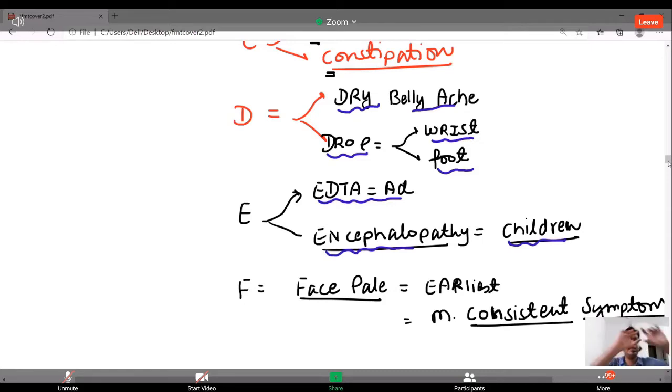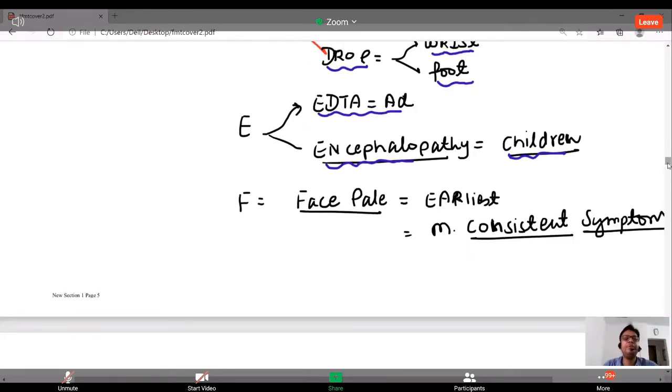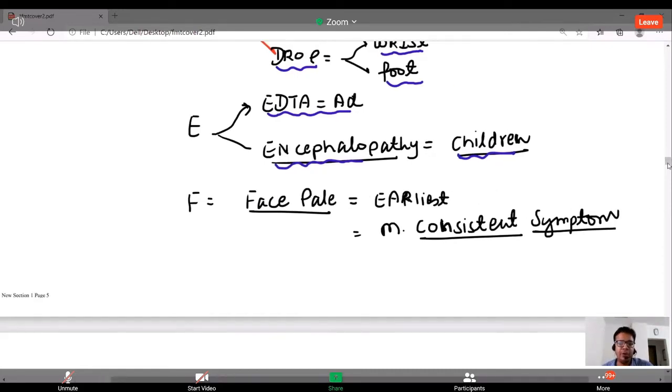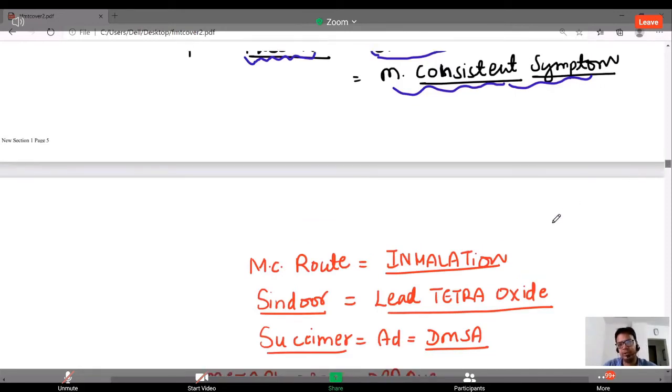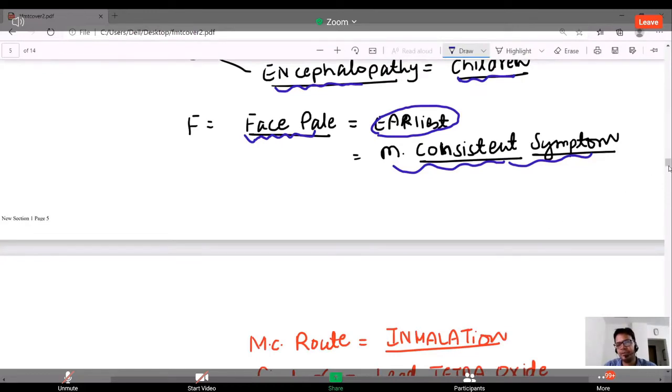Again, I am revising all the points. Anemia, amenorrhea, basophilic stippling in RBC, Burtonian line on gums, blue line, colic, dry belly ache and drop, wrist drop and foot drop. EDTA is an antidote. Encephalopathy is seen in children. This question comes. F for face becomes pale. Doctor, facial pallor is the earliest and most consistent symptom, because of anemia.